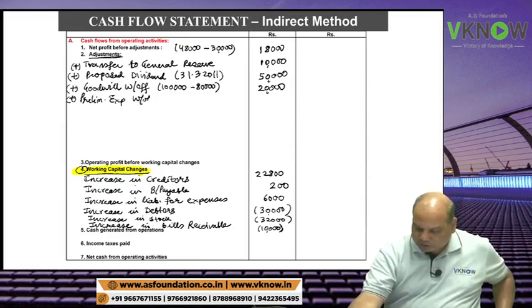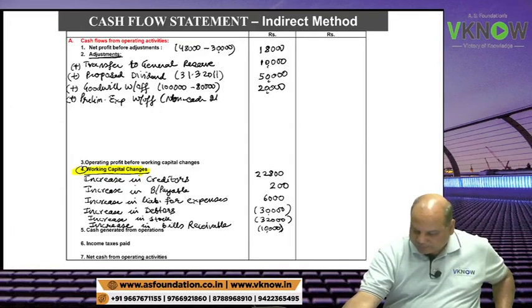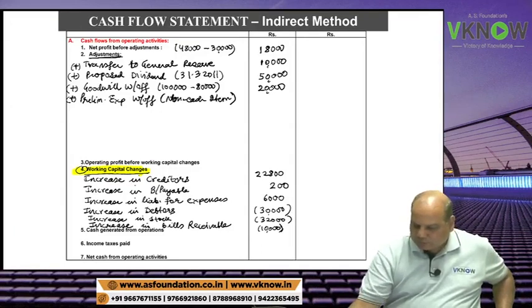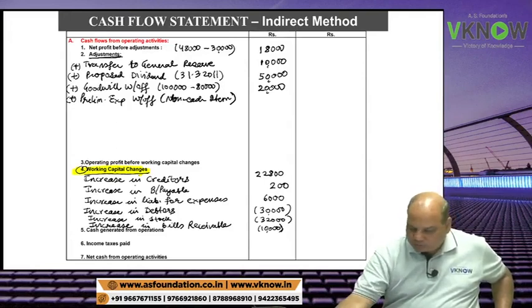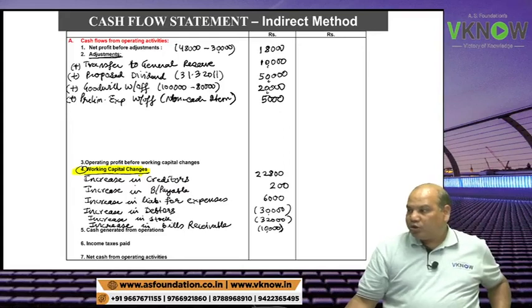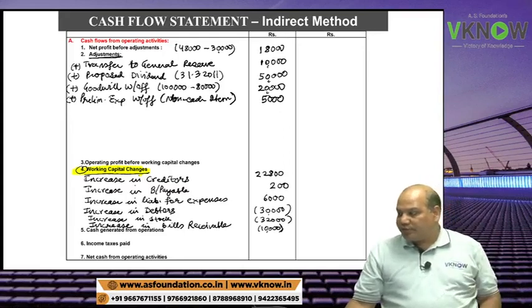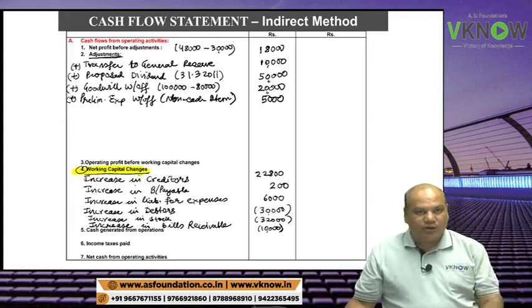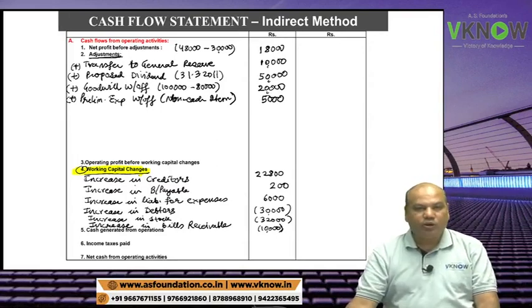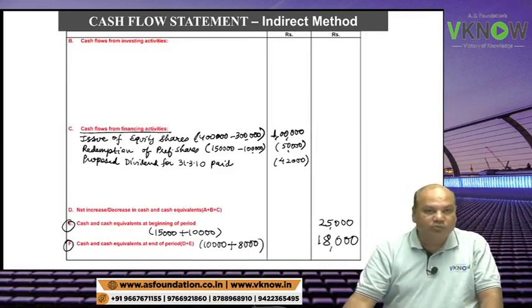Preliminary expense written off. Why are we adding back? Non-cash item, 5,000 rupees. So this is my balance sheet. Any query on the asset side of the balance sheet? No.